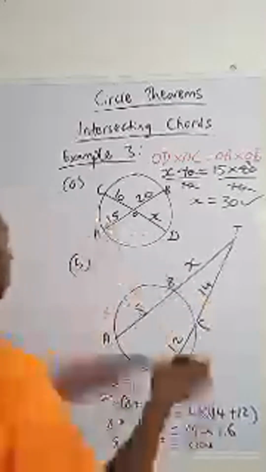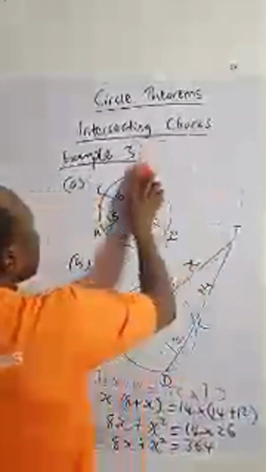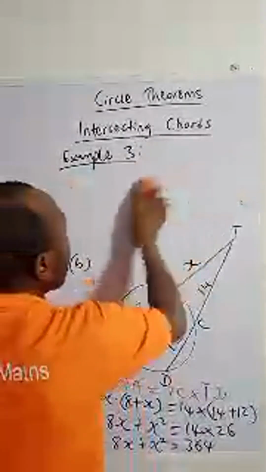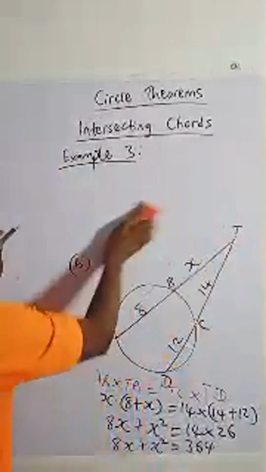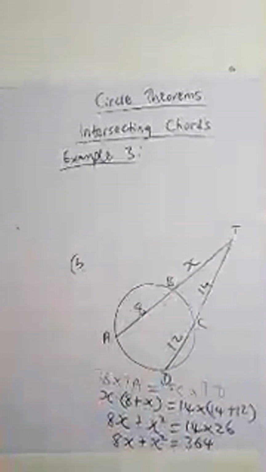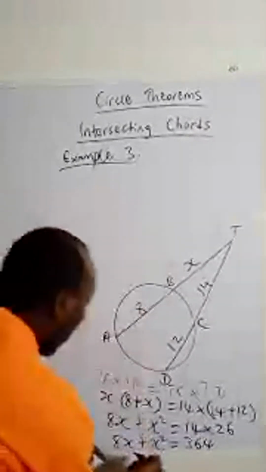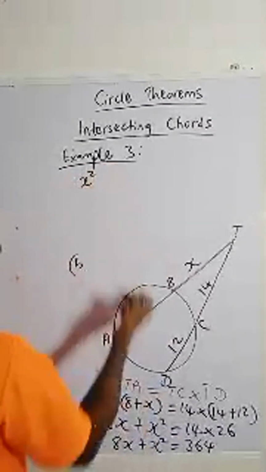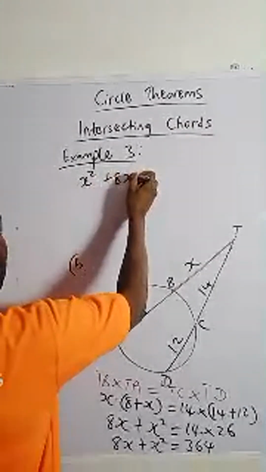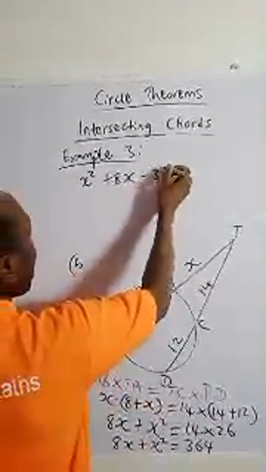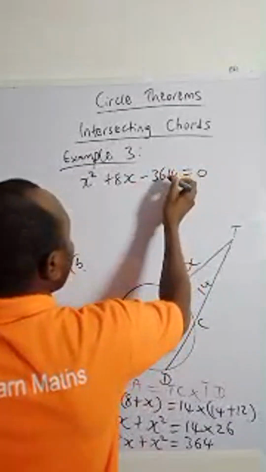I'm going to clean the top. We've done this already. I'm going to move this over to the left-hand side. Let me just rearrange this: x squared plus 8x minus 364 is equal to 0.